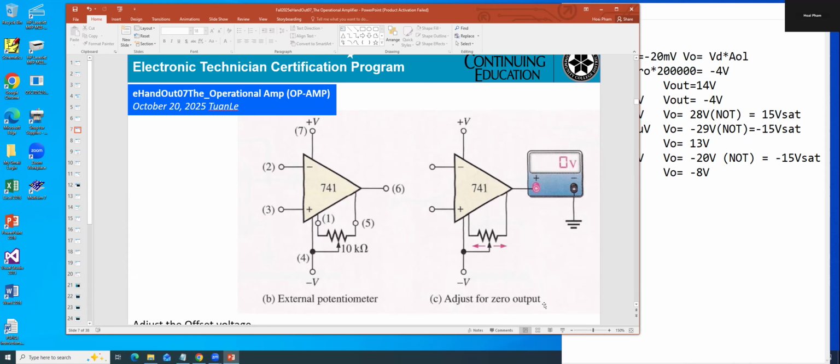When you do the lab, you have to do it. The purpose: input 0, output 0. If the output is not 0, you have an offset voltage. And this is why you have to make a connection to adjust until output is 0.